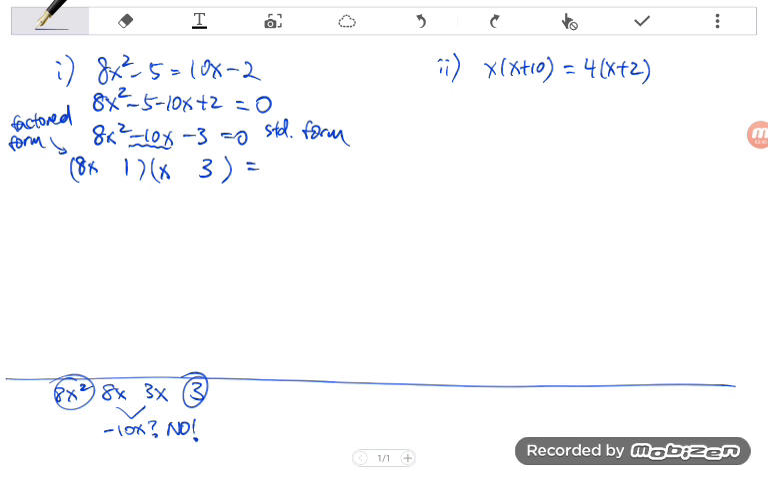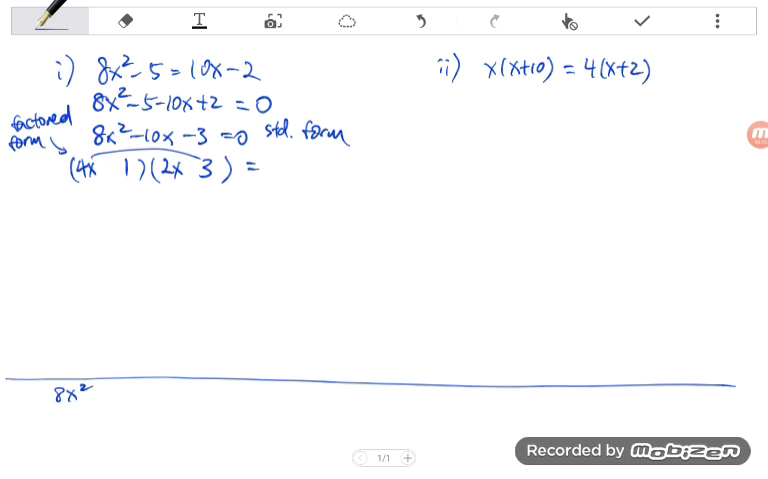So maybe the problem is not the 3. Maybe the problem is the 8x and the x. So let's think about it. What else do we multiply so that we can get 8x squared? So let's try maybe 4x and 2x. Right, so 4x times 2x gives us 8x squared. So this is good. So I'm going to erase the bottom. So 4x times 2x gives us 8x squared.